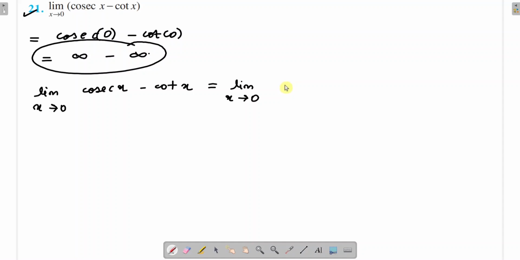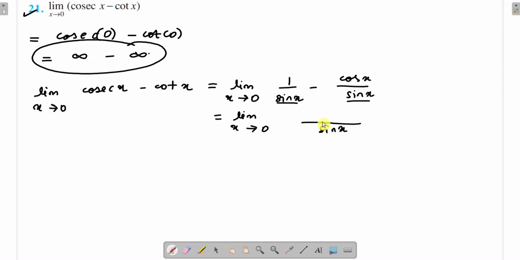So the limit as x tends to 0, cosec x can be written as 1 by sin x, minus cot x, which is nothing but cos x divided by sin x. This will be equal to the limit as x tends to 0, where sin x is the denominator for both the terms, so that is the LCM, and the numerator will be 1 minus cos x.